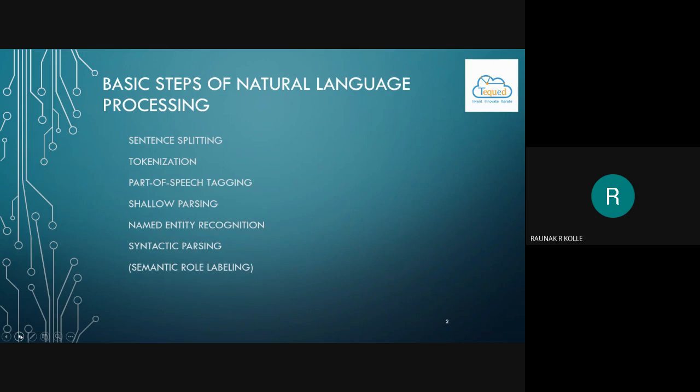The basic steps of natural language processing involve sentence splitting, tokenization, part of speech tagging, shallow parsing, named entity recognition, syntactic parsing, and semantic role labeling.